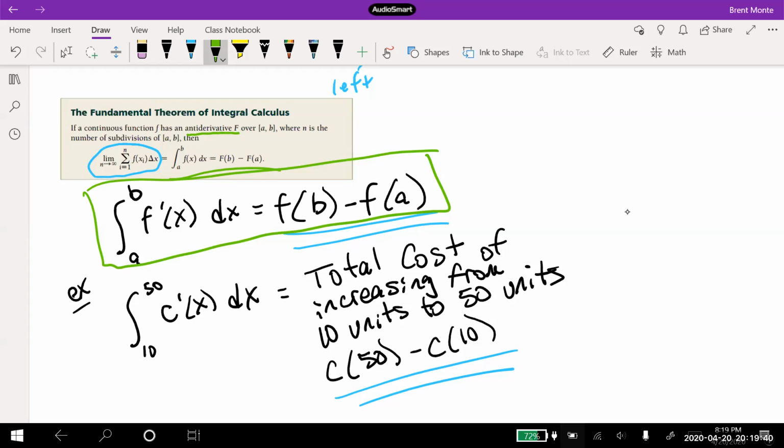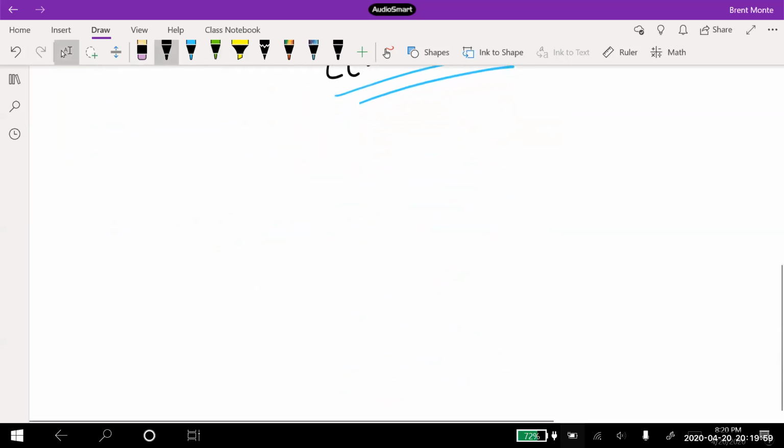But what we're going to get as an answer, you can think of it one of two ways. It's the total change in the original function, or it's the area under the curve. So we can look at it either way. Now, let's jump in. We're just going to do a few problems.